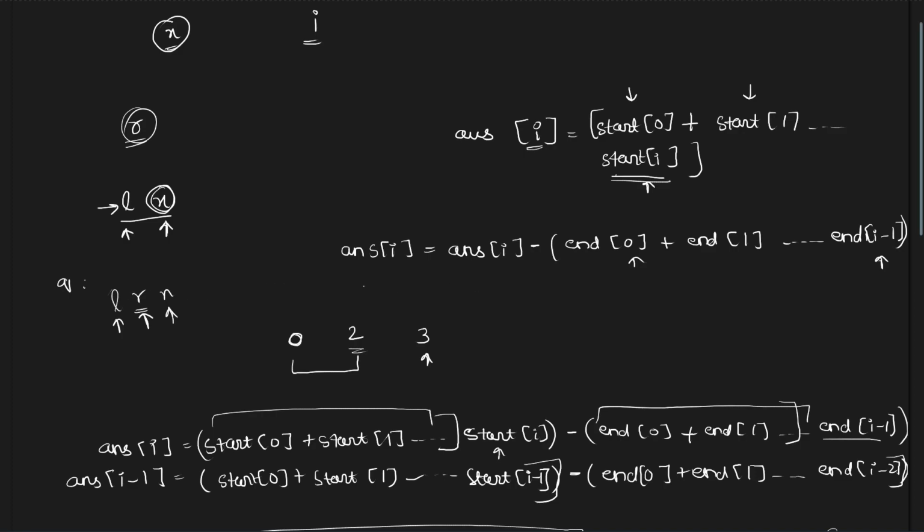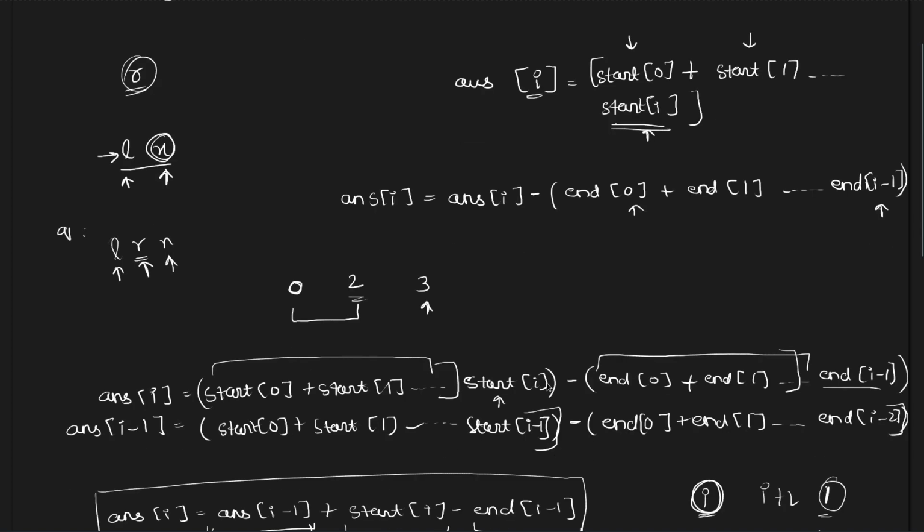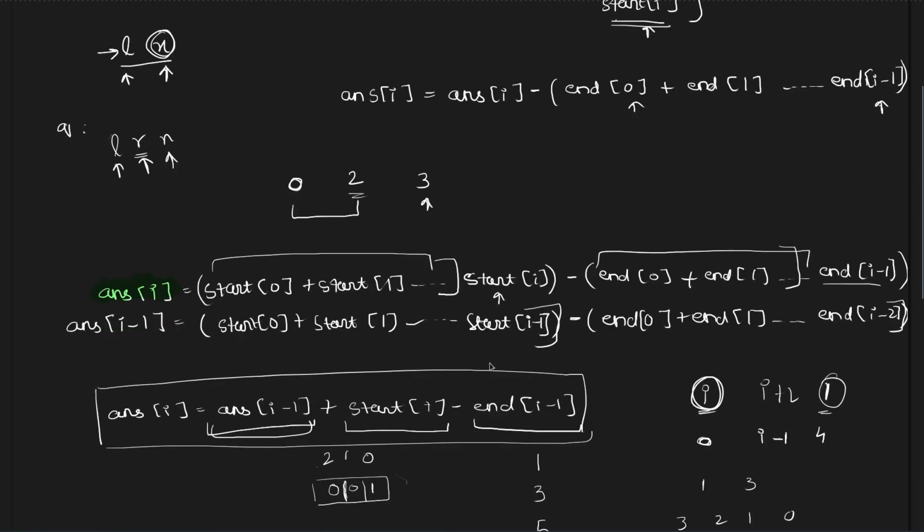Now, I have already discussed that the elements that will be contributing to the answer of I will be the elements that are starting from the index 0, 1 till I, excluding all the elements that are ending at the index 0, 1, 2, 3, 4 till I minus 1. So, I have formed my answer of I with this particular observation. Now, computing this whole value every time would have been quite cumbersome. So, I decided to form a generalized formula.